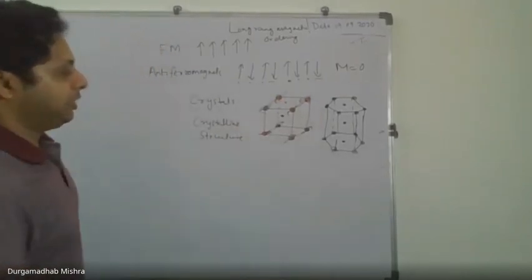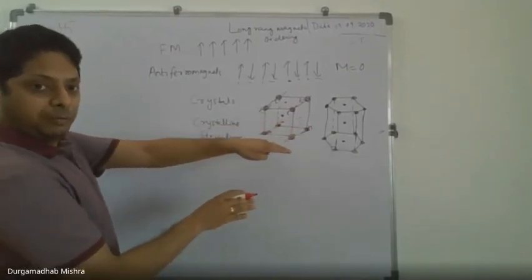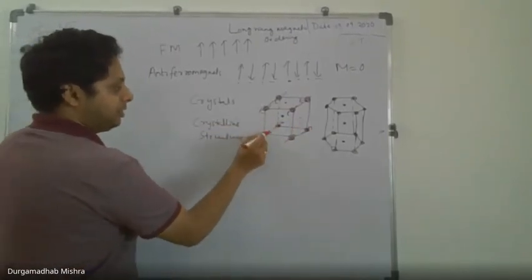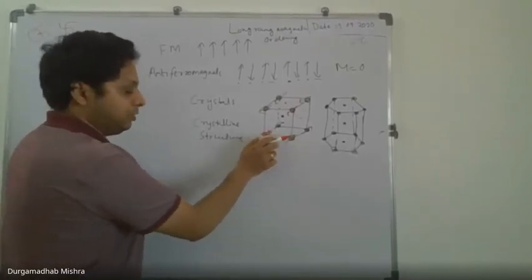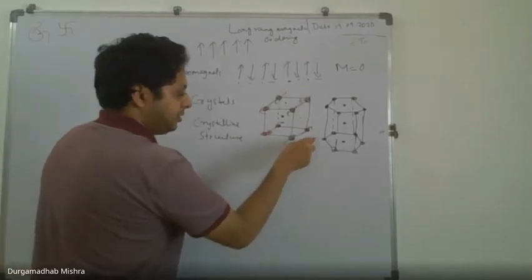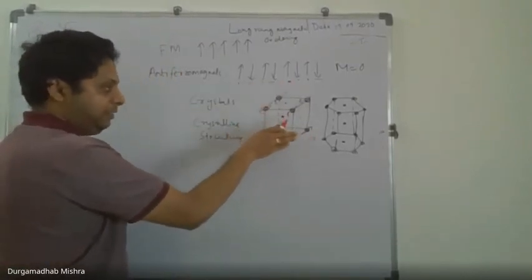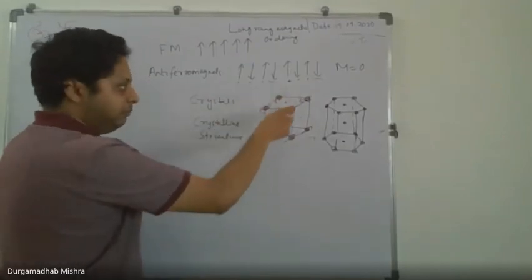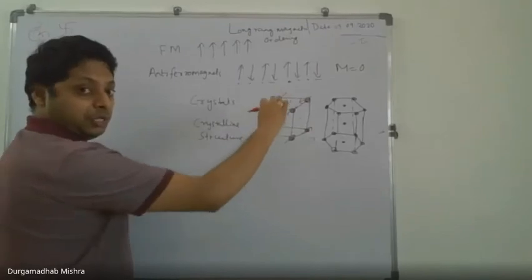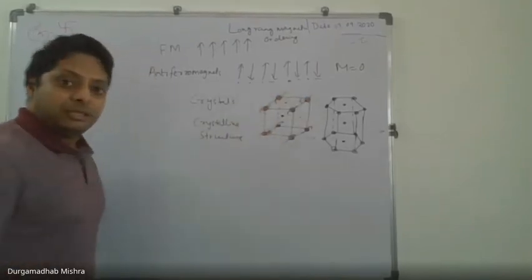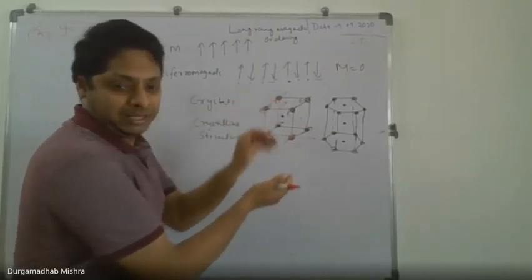So what you see is one plane. This plane is all ferromagnetically aligned, so all the magnetic moments are pointing in the same direction, let's say in this direction. But when you go to the next plane, this is one plane, this is another plane where the magnetization is pointing in the other direction. And that is how antiferromagnets are formed.